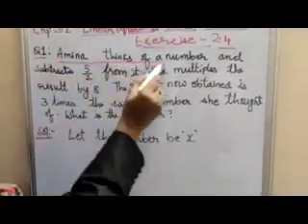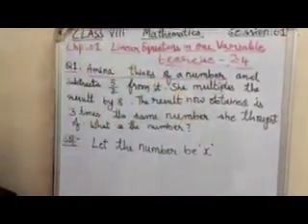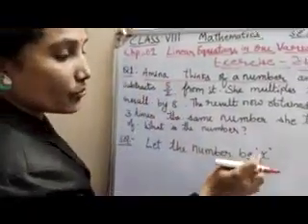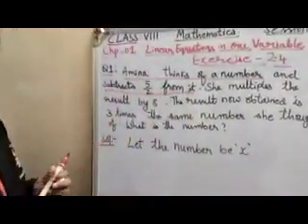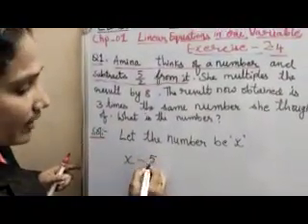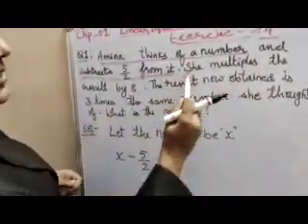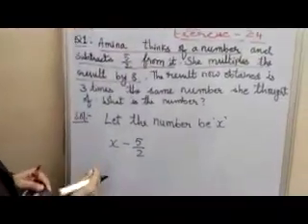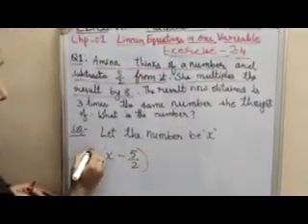Amina thinks of a number. Let the number be x. What she has thought is x. From this x, she subtracts 5 upon 2. The second statement says she subtracts 5 upon 2 from x. The next statement says she multiplies the result by 8. Whatever the result after subtracting, that result is multiplied by 8.